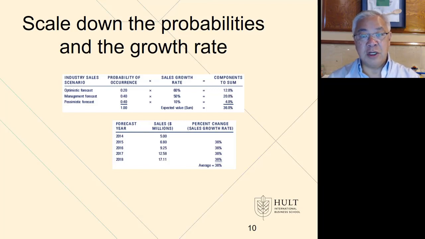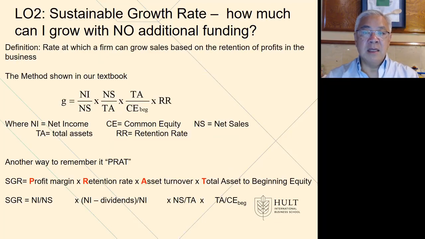So we could do a base case and then judgmentally again step it back to get a more conservative sales assumption. So next learning objective is the SGR, sustainable growth rate, and this is answering a very simple question: how much can I grow if I have no additional funding?